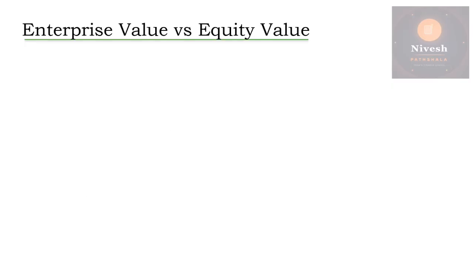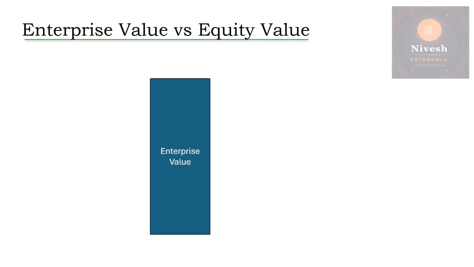Many of you think that these two terms are similar, but these two terms are totally different. So first we discuss the enterprise value. So what is enterprise value? It is the total value of a company, representing the theoretical cost to acquire that entire business. So it is the total value of a company. Now let's move on to the two parts. Enterprise value is divided into two parts: debt and the equity value.